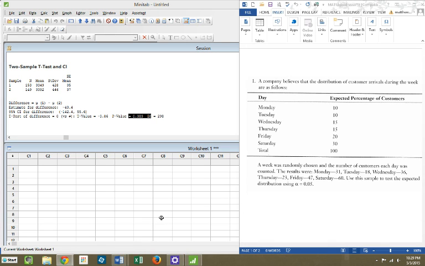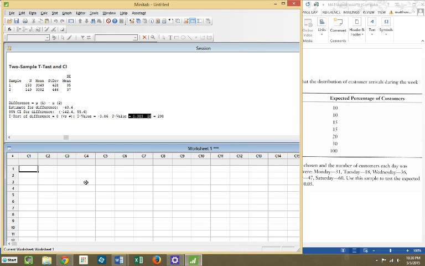Okay, ladies and gentlemen, let's talk about a bit more advanced testing. Next thing we're going to do is goodness of fit. Goodness of fit would be something like as follows. A company believes the distribution of customers arriving during the week is as follows. So I need to put this information in: 10 customers on Monday, 10 on Tuesday, 15 on Wednesday, 15 on Thursday, 20 on Thursday, and 30 on Friday.